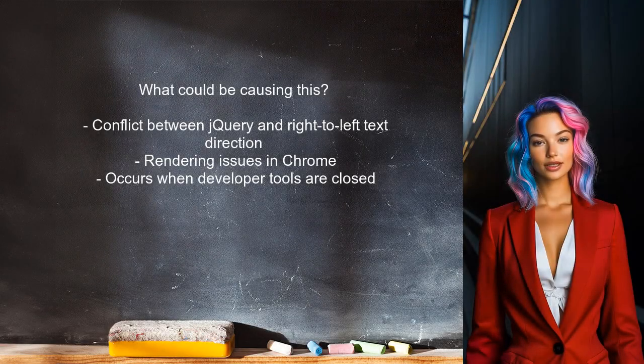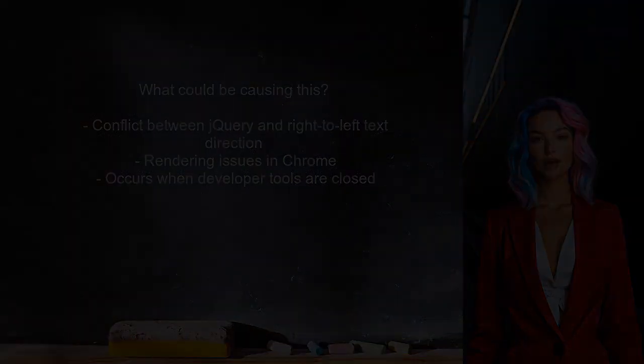So, what could be causing this strange behavior? It seems to be linked to a conflict between jQuery and the right-to-left text direction. This can lead to rendering issues in Chrome, especially if the developer tools are closed. Let's break it down step by step.